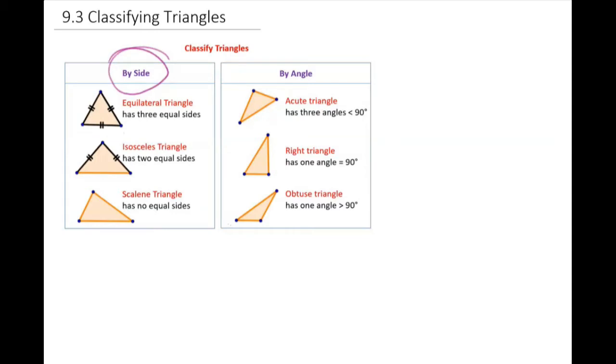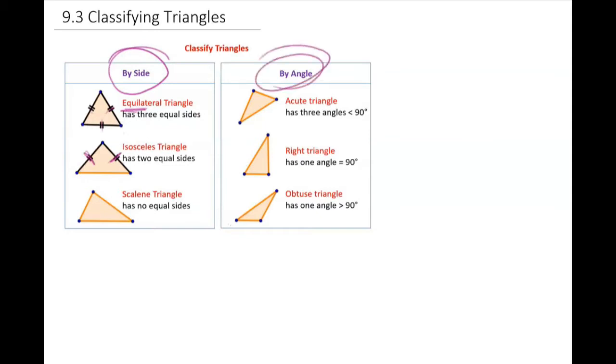So we can classify triangles by their sides. For example, if all of their sides are the same, then we call that an equilateral triangle. You see the root word equal in there. If two of the sides are the same, we would call that an isosceles triangle. And if none of the sides are the same, we would call that a scalene triangle. So this is a classification by side.